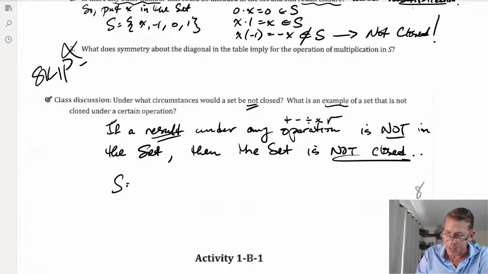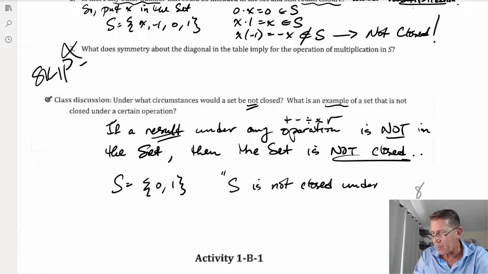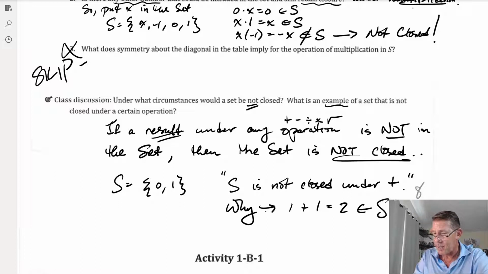So what is an example? Well, here's a simple set. Let's take a set with 2 numbers in it, 0 and 1. I'm going to say that this set is not closed under addition. S is not closed under addition. Why? Because I need to show a counterexample. If something's not closed, I have to come up with at least one counterexample to prove it. And it's easy in this case. 1 plus 1 is 2, and 2 is not in the set. 1 plus 1 equals 2, which is not in S, and that means it's not closed.